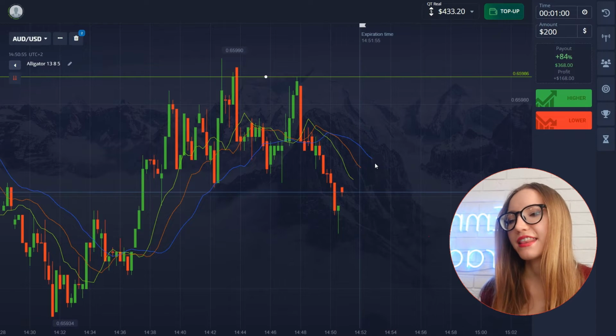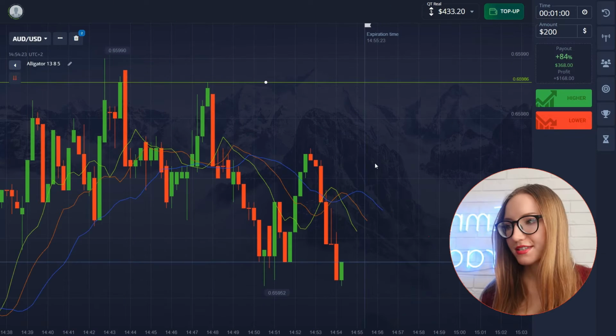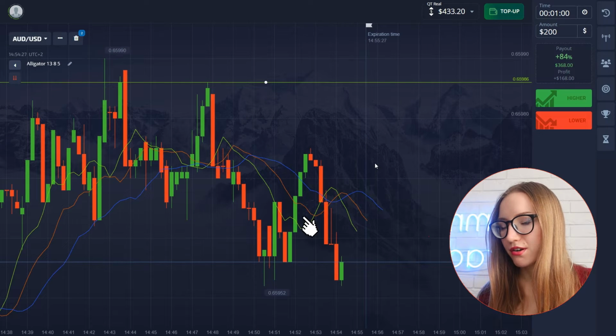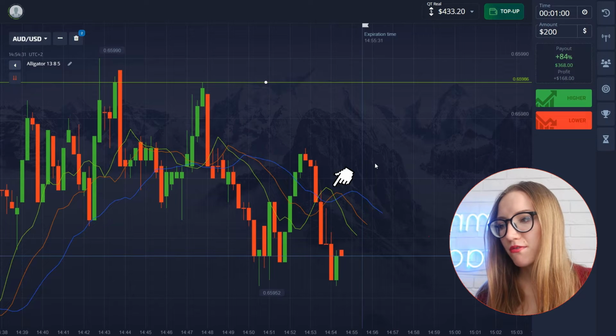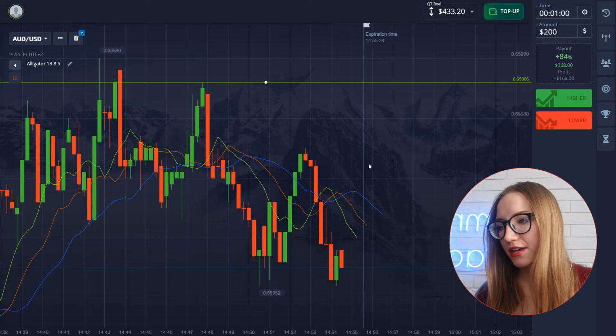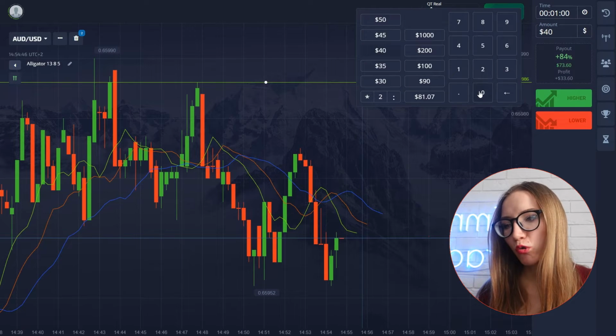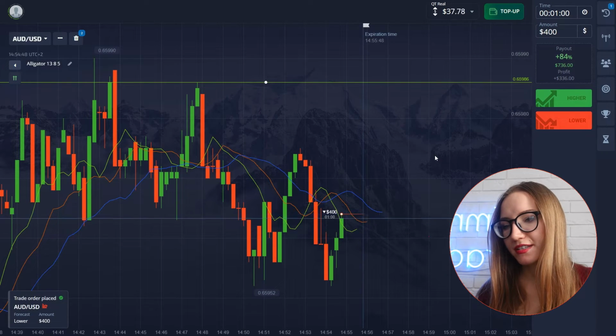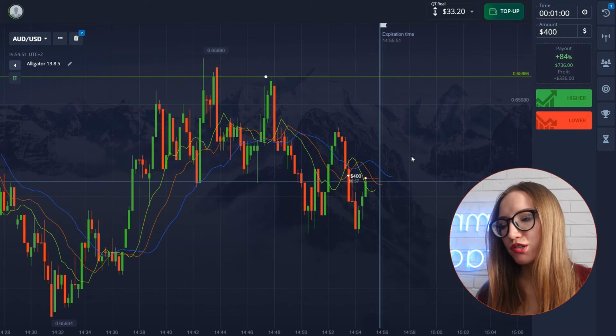Let's find another entry point. So here we can see there were green candlesticks, and for some moment the green line was above the other ones, but then crossed them from top to bottom and the price went down. So the next high point formed lower than the previous one. I think the chart will go lower and I will open a down trade and next watch what happens.